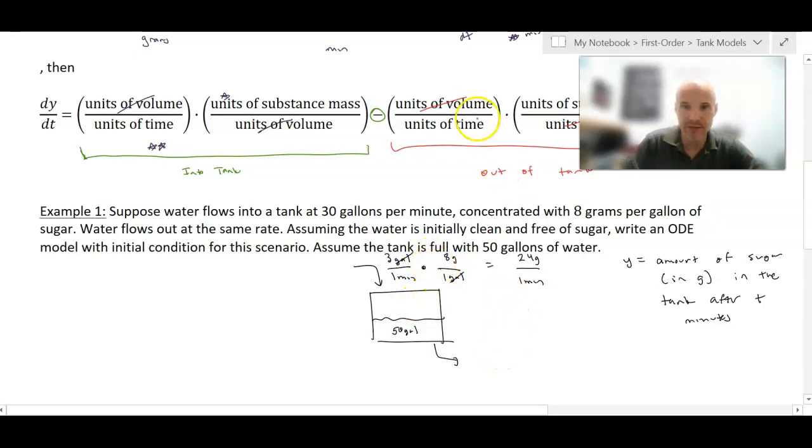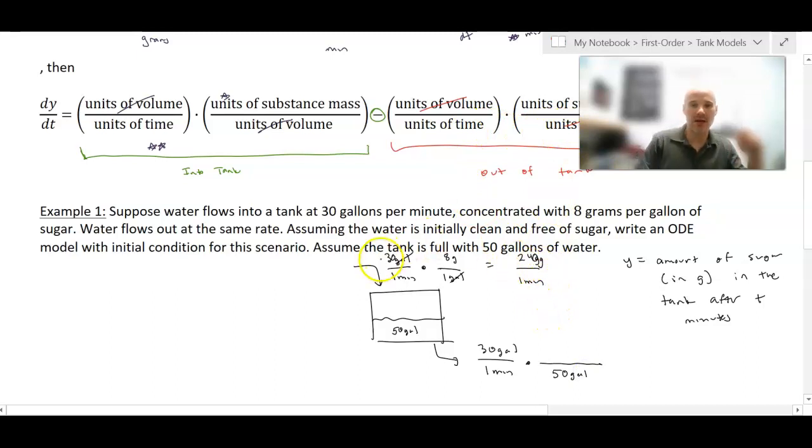So here what we have to do now is we need our units of volume per units of time. So this is where we need that. This should be 30 gallons back here. So this should be 240 grams, excuse me, sorry about that. And so we have 30 gallons per 1 minute coming out, multiplied by how many grams there are inside of each of these 50 gallons. Okay, so that's our volume. That's where we needed that. That's our volume inside the tank, units of volume.